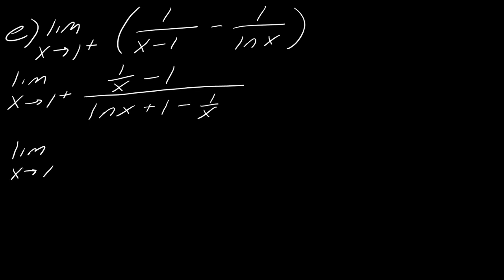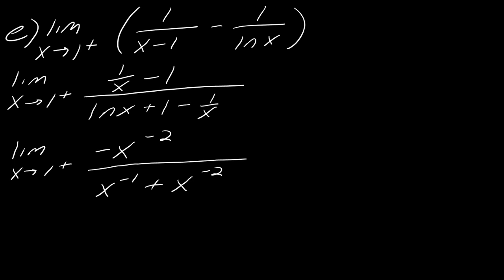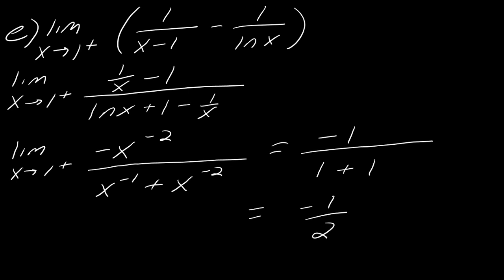So I've got the limit as x approaches 1 from the right. Taking the derivative now at the top, this is going to be negative x to the negative second over, let's see, 1 over x is the same as x to the negative 1, so I want to stay consistent here for a second, and then plus x to the negative second. So here's what I have now. If I plug in 1 for all of these, on top I'm going to get negative 1, and on the bottom I'm going to get 1 plus 1. So this is going to equal negative 1/2. Okay, and now we're good to go here.